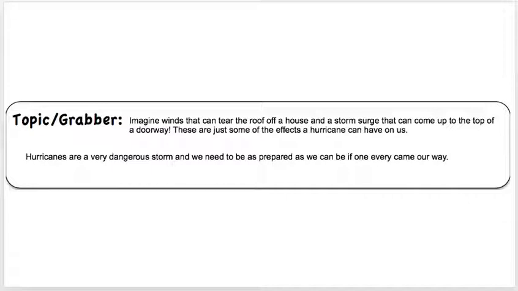So as you can see, I wrote something kind of shocking to try and catch my reader's attention and make them want to read my essay. And the other thing you need is a topic sentence. You want to explain to your reader what your essay is going to be about. So my topic sentence is, hurricanes are very dangerous storms, and we need to be as prepared as we can be if one ever comes our way. Because we're writing an essay on how to prepare for a hurricane, my topic sentence is letting my reader know we're going to be talking about how to prepare for a hurricane.